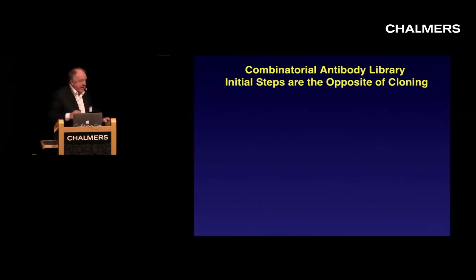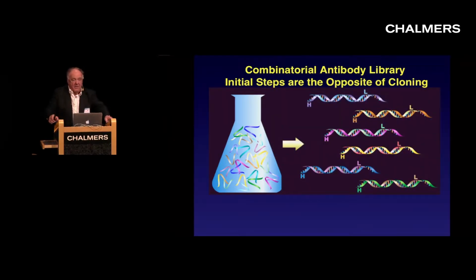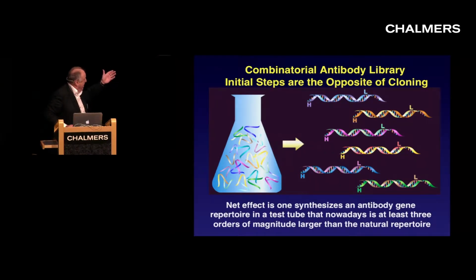Problem is that combinatorial antibody library construction is the opposite of cloning, because you make up some heavy chains and light chains, and some people think they know what the best kind are. Some people just do it randomly. And so you have, nowadays, 10 to the 11th antibody molecules in solution. But you ruin the essence, because this is a test tube. And so now recognition and replication are no longer linked.